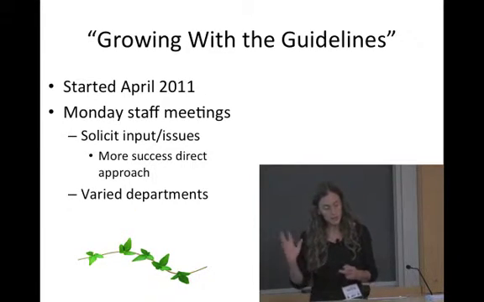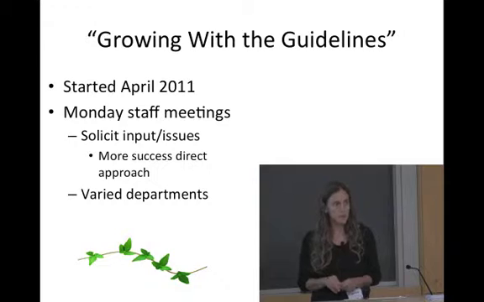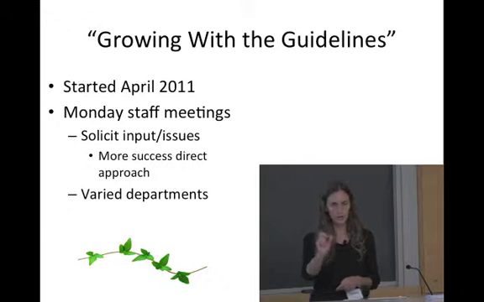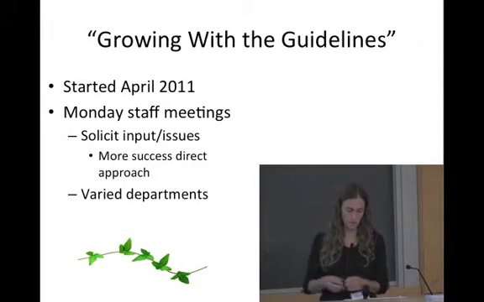So they created a little group called Growing with the Guidelines, and they would meet and work on things. They would have staff meetings every Monday and get input on their issues. And they found that this was a much more successful route than when the veterinarian was just trying to work on this on her own and then implement changes that she had come up with. There was a lot more resistance to that method than when they created this group, and they included other departments as well.